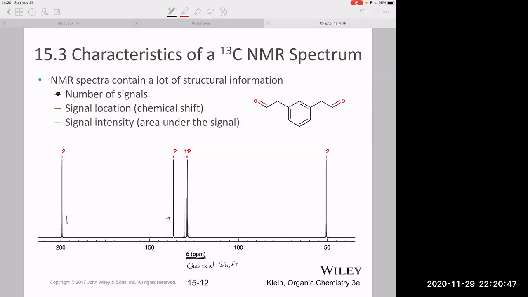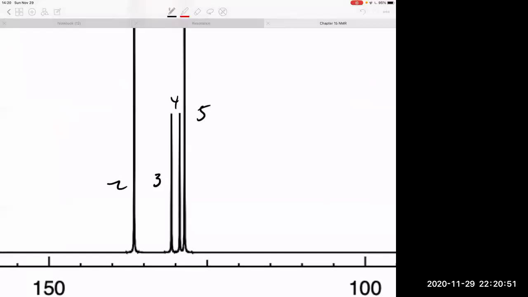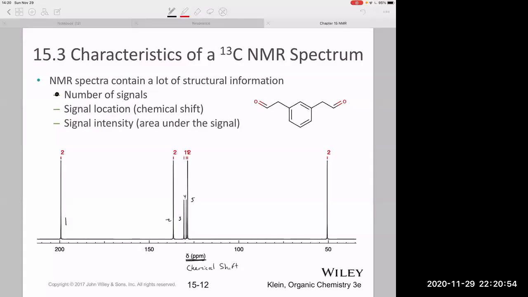So here, 1, 2, 3, 4, 5. Notice that if I zoom in here, there are these 3 peaks right next to each other. 6. So in this case, there are 6 distinct signals, 6 distinct peaks. That's going to be this important piece of information. We'll talk in depth as to why that is, but just to point these things out. Next is the signal locations. So where on this spectrum they absorb. Okay, so these all the way down at 50, and then we have one all the way over at 200.